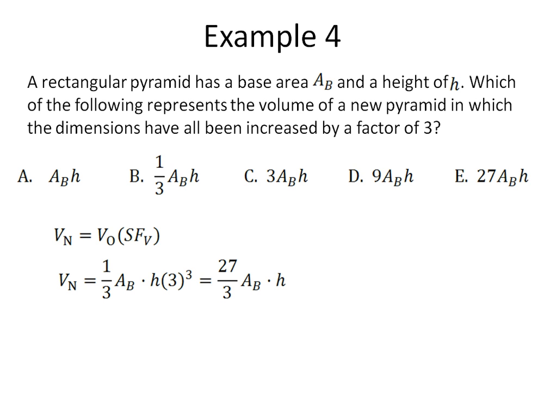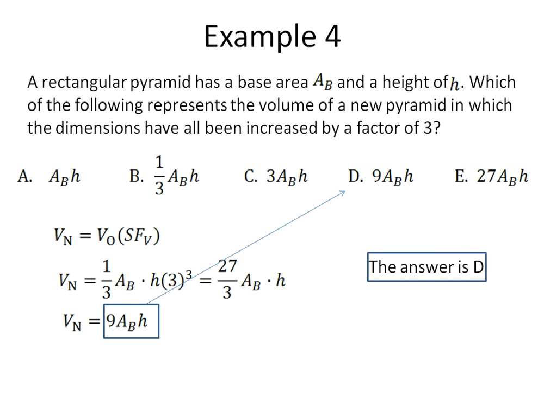Okay, 27 over 3 reduces to 9 times the area of the base times the height, okay, which is answer choice D. So this means that the answer choice that we should pick here would be D.